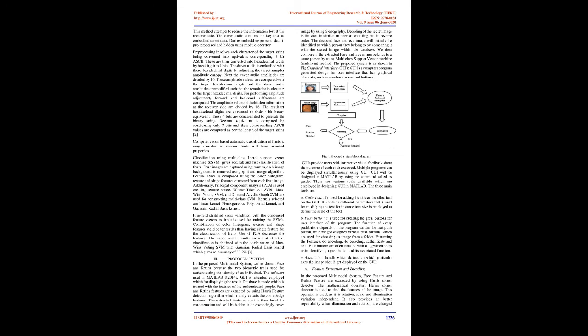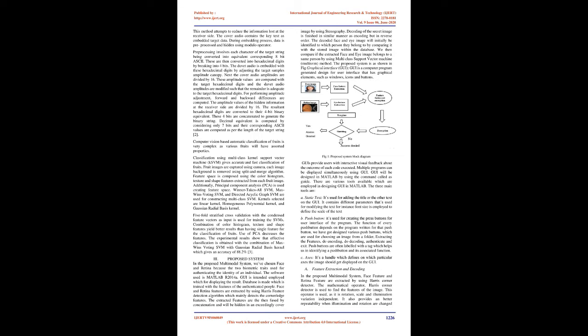The amplitude values of the hidden information at the receiver side are divided by 16. The resultant hexadecimal digits are converted to their 4-bit binary equivalent. These 4 bits are concatenated to generate the binary string. Decimal equivalent is computed by considering only 7 bits, and their corresponding ASCII values are computed as per the length of the target string too.